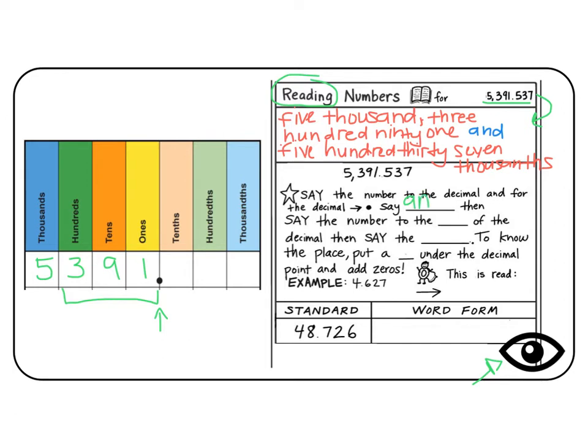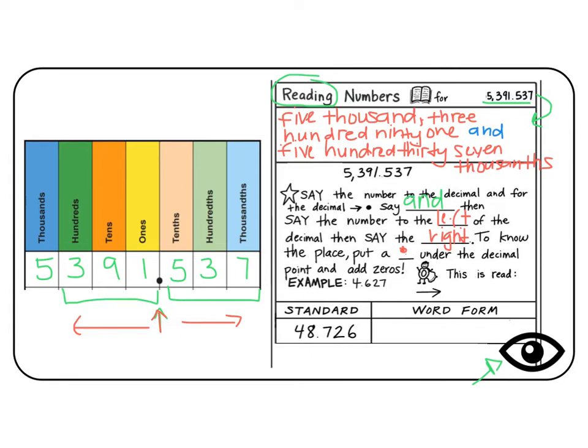Now we say a special word when we see this decimal. We say the word and. Then we say these three numbers together, 537. When reading a decimal, we say the numbers to the left of the decimal first. Then we say and. Then we say the numbers to the right of the decimal. To know where the place value is, we sometimes can put an arrow or a dot under the decimal so that we know where it is.